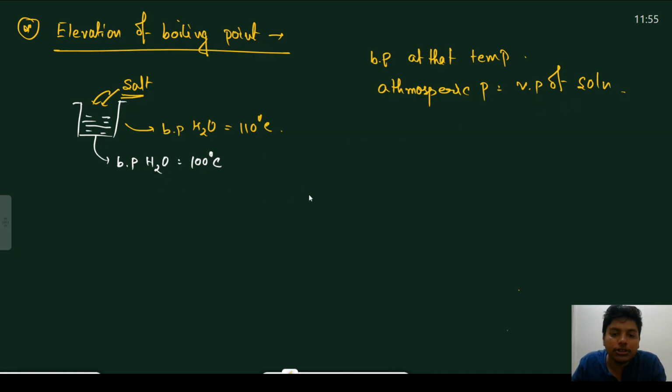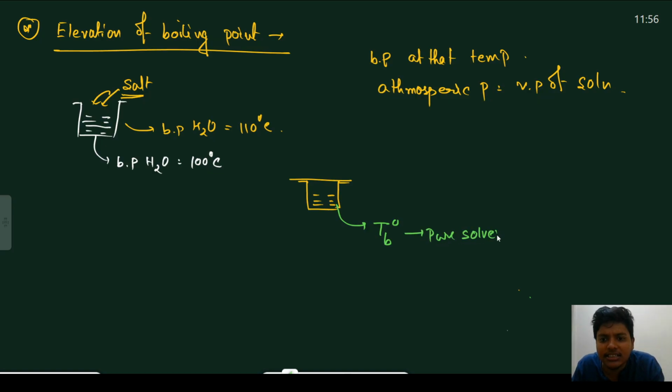Let's suppose you are taking a solvent. This is the pure solvent. Pure solvent boiling point, let's say TB naught, the temperature of boiling point naught. For water it is 100 degrees Celsius. Now if I add some solute, the boiling point will increase. It will become TB, the boiling point of the solution.